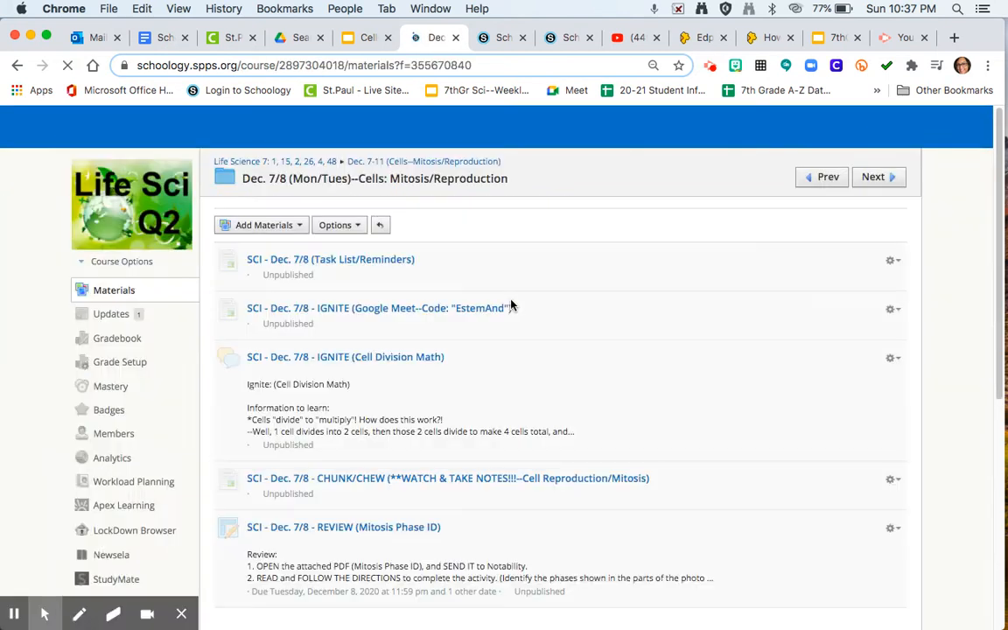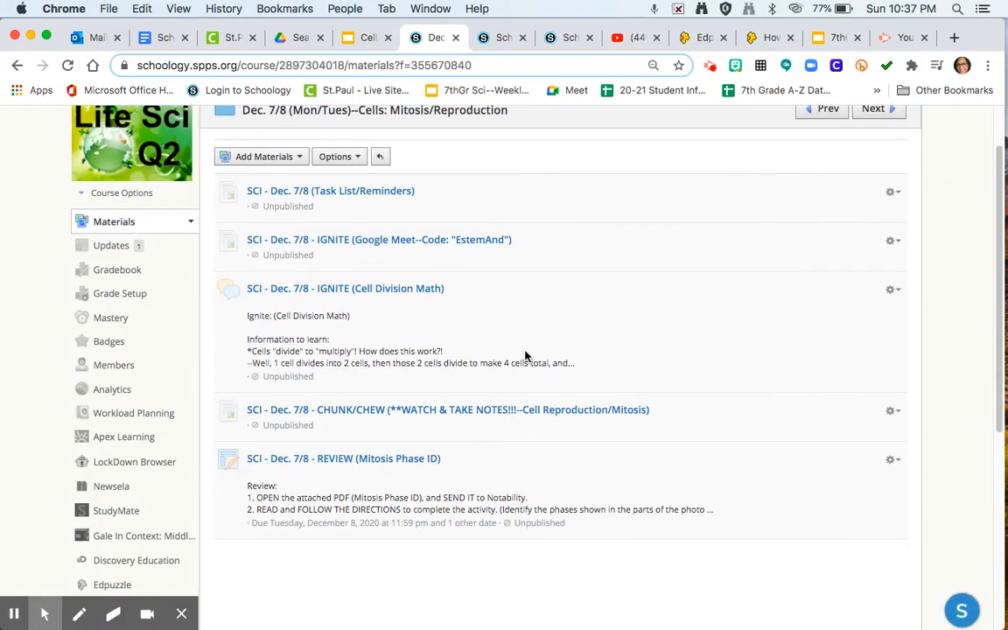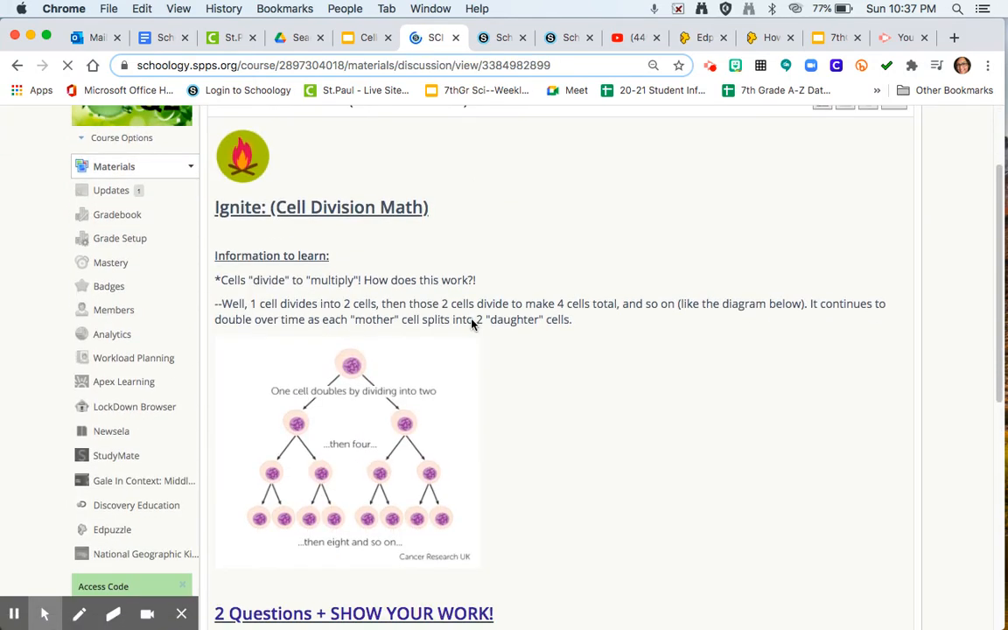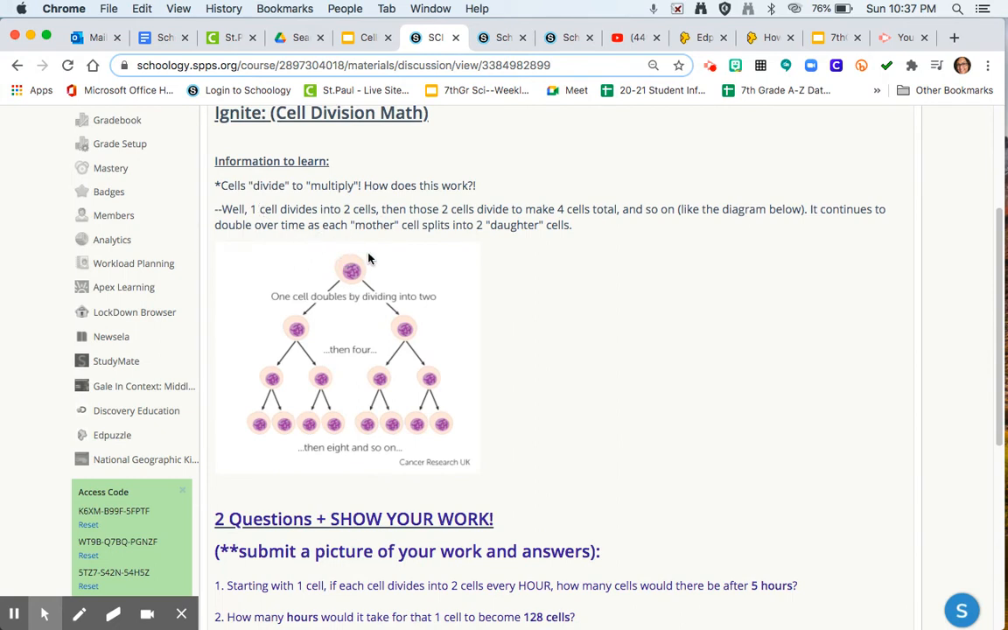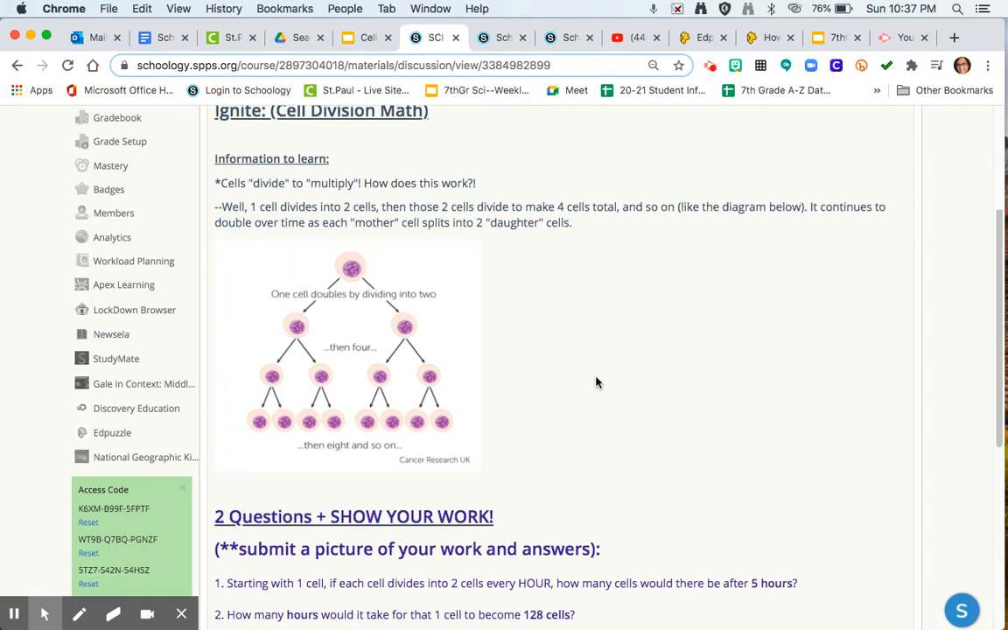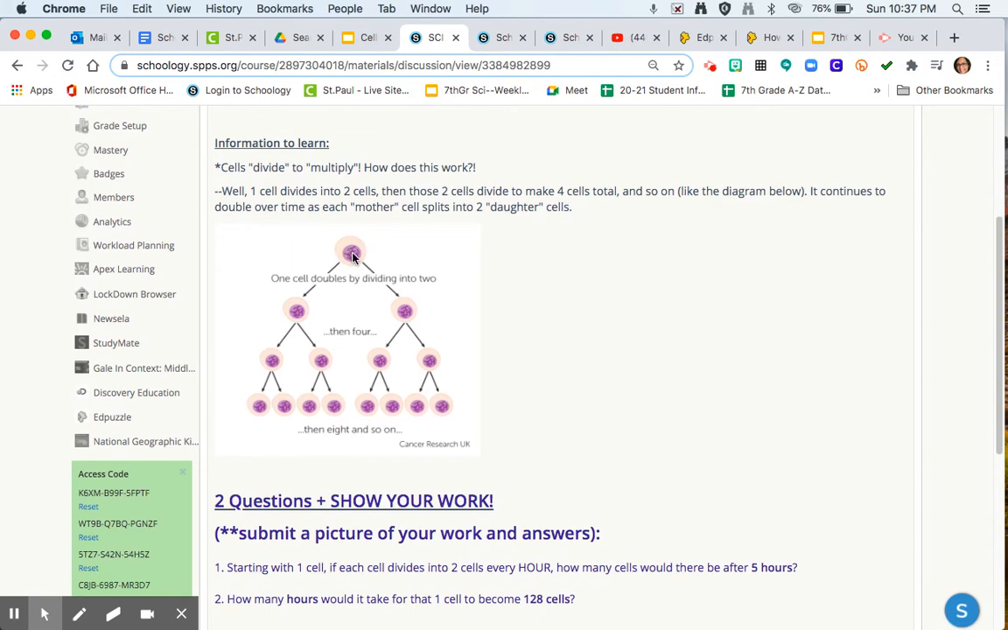Okay, so next up, I'm going to go through the different activities here quickly. All right, so you have your discussion post here called Cell Division Math for the Ignite one. There's a little bit of good information about how cells divide, and they double their population to split from one cell into two cells, and then each of those cells splits into two cells as well. Keep in mind that it keeps doubling its population. So one becomes two, those two become four, then those four become eight.